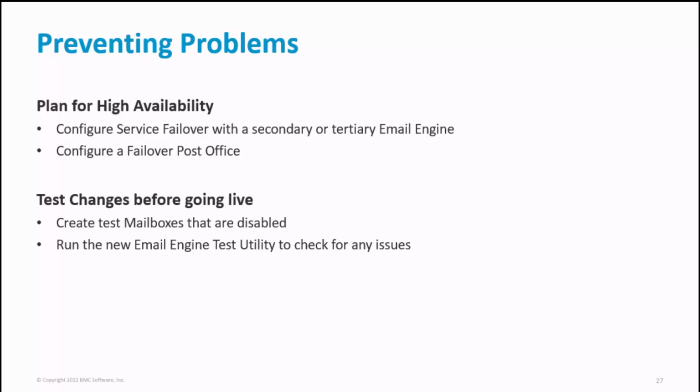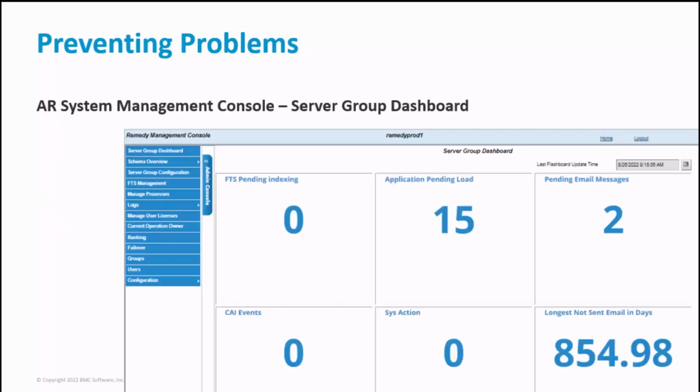If you perform all of these steps, you'll eliminate the most likely reasons that email engine has a problem in any ITSM environment. Since you're now ready to be proactive about preventing email engine issues, there's a couple other tools you might want to be aware of. First, we have the server group dashboard that sits on the AIR System Management Console. This comes out of the box with 2 email engine counters.